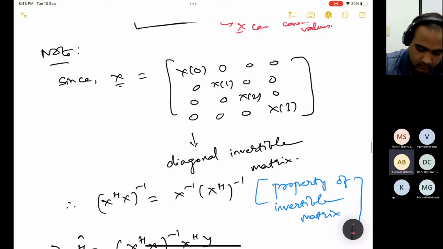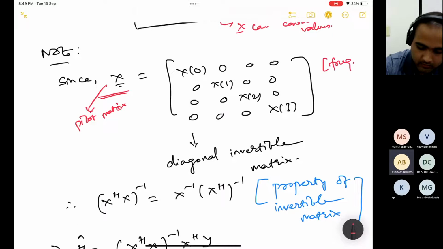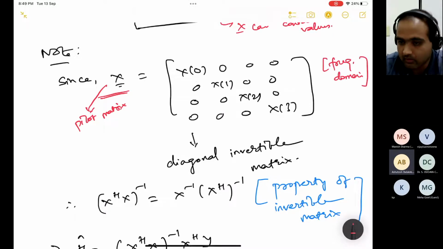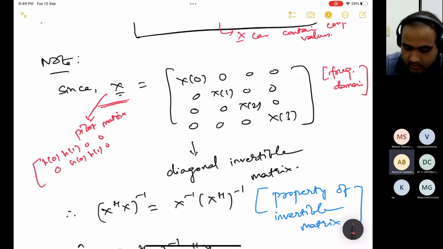Now we have the pilot matrix, right? So what is x? X is my pilot matrix, and we are discussing this in the frequency domain, not in the time domain. Remember in the time domain, the channel matrix used to be a circular convolution matrix. If you remember from last week, it was some h0 h1 0 0, 0 h0 h1 0, right? So it was a circularly convolved matrix which you were getting.